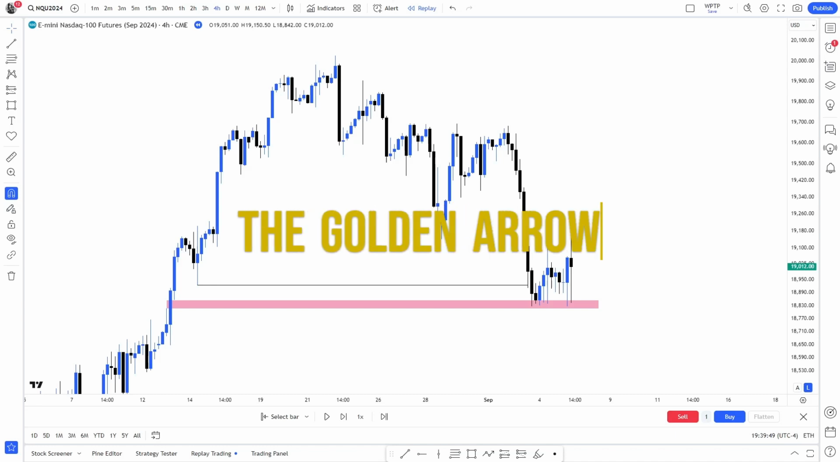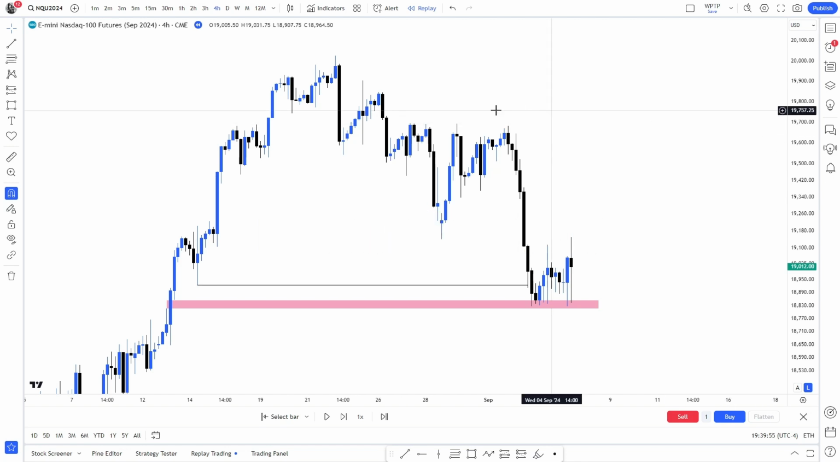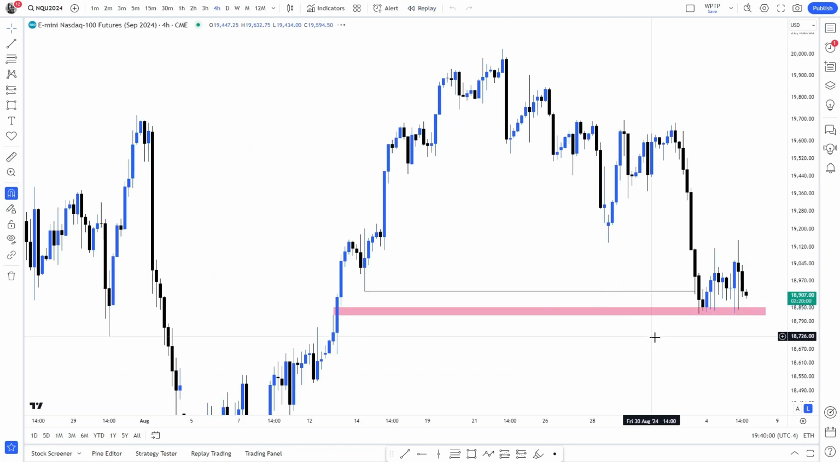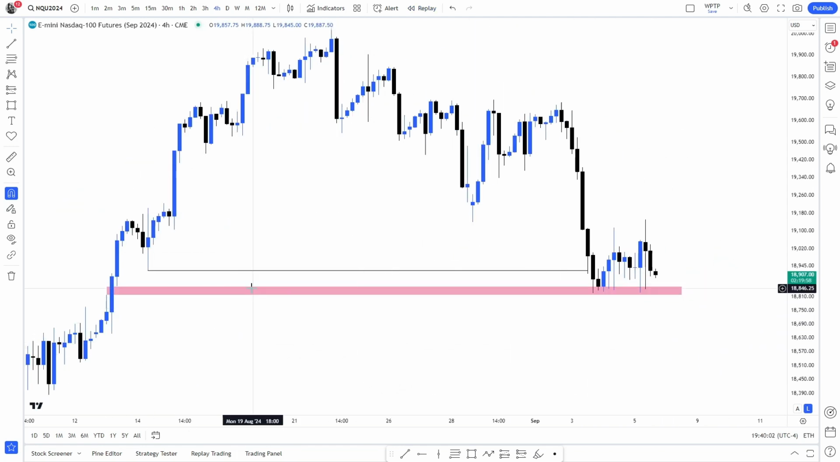So this is going to be the video about the golden arrow, and this is a familiar chart and is the trade that we executed on today. So as you can see right here, we have this breakaway gap drawn liquidity.